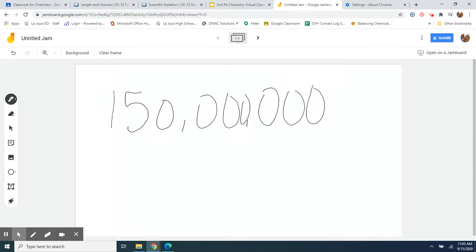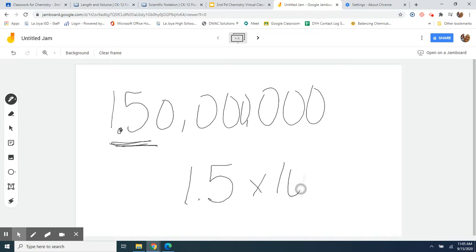The first thing I need to do is look at my numbers here. I need to make that number bigger than 1 but smaller than 10. So I can't put the decimal after the 5 because 15 is too big. I can't put it before the 1 because 0.15 is smaller than 1. So I'm going to put a little decimal between the 1 and the 5. And then I'm going to rewrite it down here, 1.5.